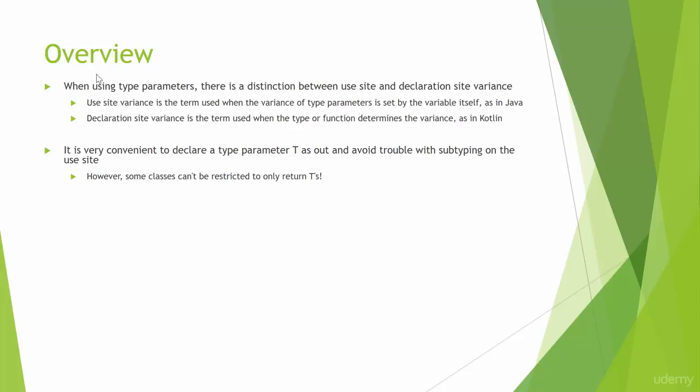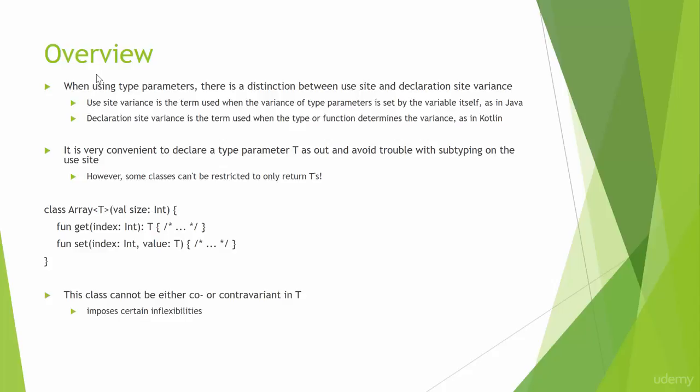It's very convenient to declare a type parameter t as out and avoid trouble with subtyping on the use site. However, some classes can't be restricted to only return t's. You don't want to do this. This makes it inflexible. So you don't want to declare everything as covariant with the out keyword. So here's an example where we have an array class of t and it has a size as a named parameter of type int. And we can say get on those parameters and we return those t's. This class cannot be either co or contravariant in t because it imposes certain flexibility. So you wouldn't want to specify out or in with this example.